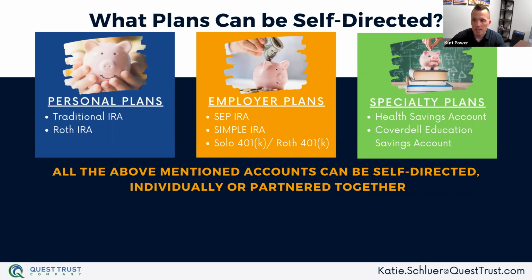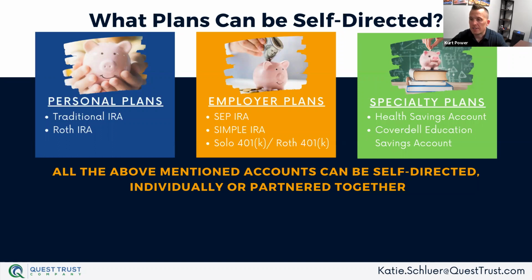Specialty plans, the health savings account is maybe the favorite account we have at Quest, and we call it the best of both worlds. And what we mean by that is my contribution to a health savings account is tax deductible. And when I use that money for qualified medical expenses, that money is completely tax-free. Things like doctor visits, surgeries, eyeglasses, dentist, even alternative treatments like chiropractic and acupuncture qualify as a qualified medical expense that you can use completely tax-free.